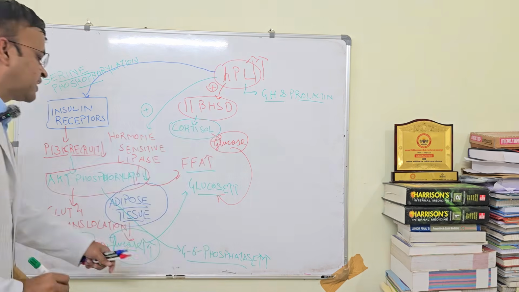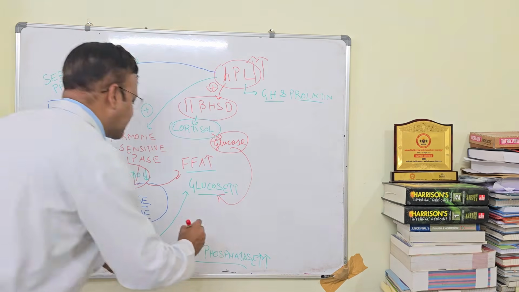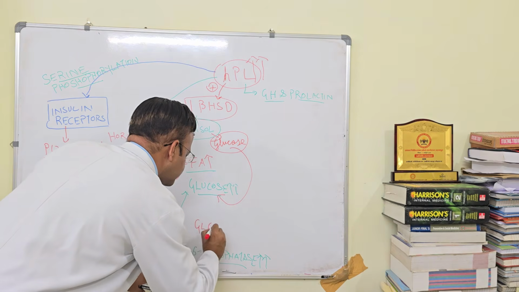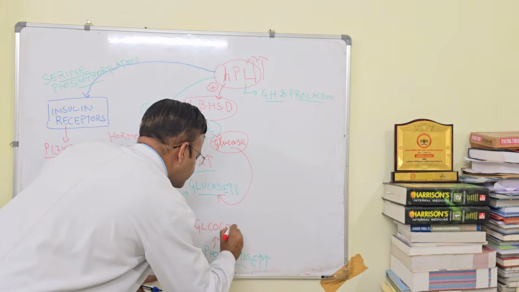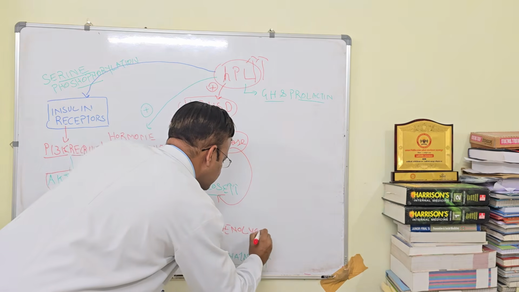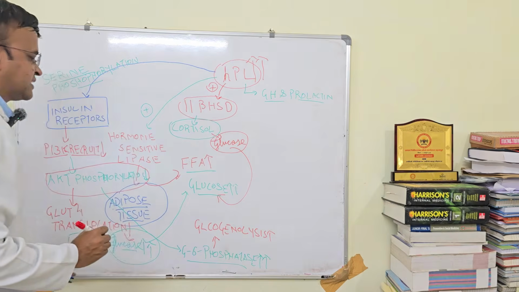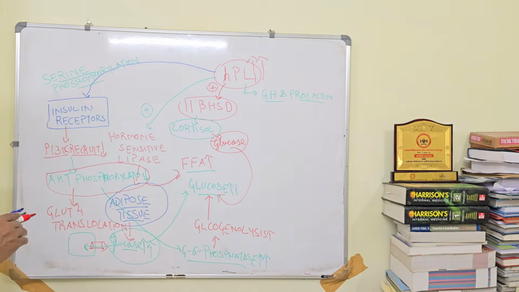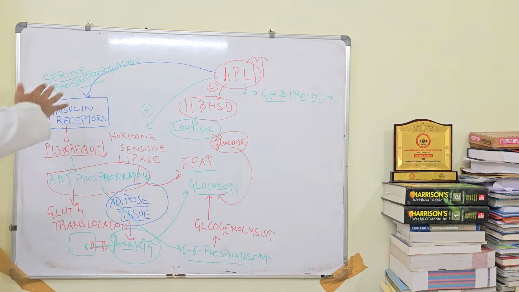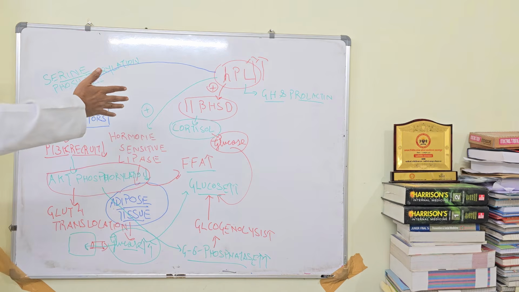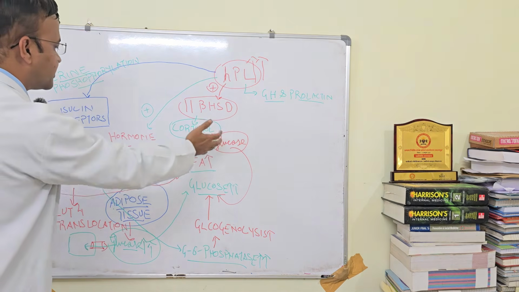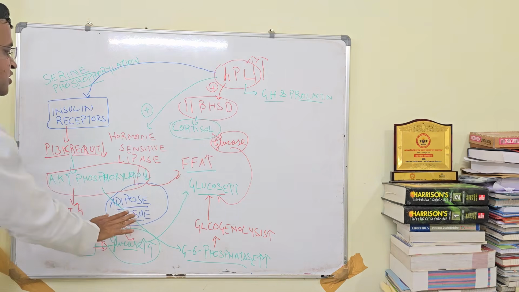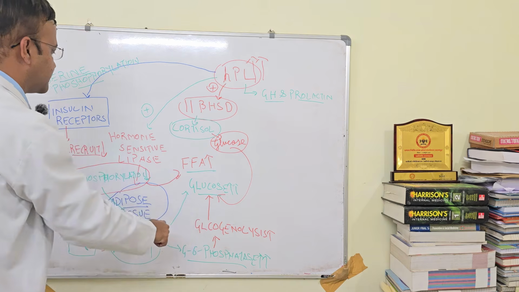Right? If G6 phosphatase gets upregulated, the glycogenolysis will increase. If glycogenolysis increases, of course the glucose will increase, right? So this human placental lactogen can increase your glucose via various ways. Okay, and it can also increase your free fatty acids. It acts on hormone sensitive lipase, which acts on adipose tissue, and it increases your free fatty acid level, right?